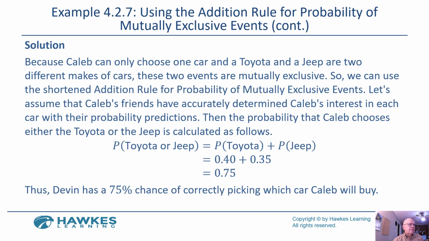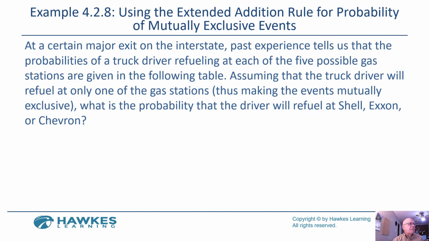Okay, here's a quick summary of what we just did. And we've got one more example of mutually exclusive events. So there's an exit on the interstate. You know all about interstate exits. From experience, we know the probability of a truck driver refueling at each of the 5 possible gas stations are given in the following table. We'll see that in a minute.